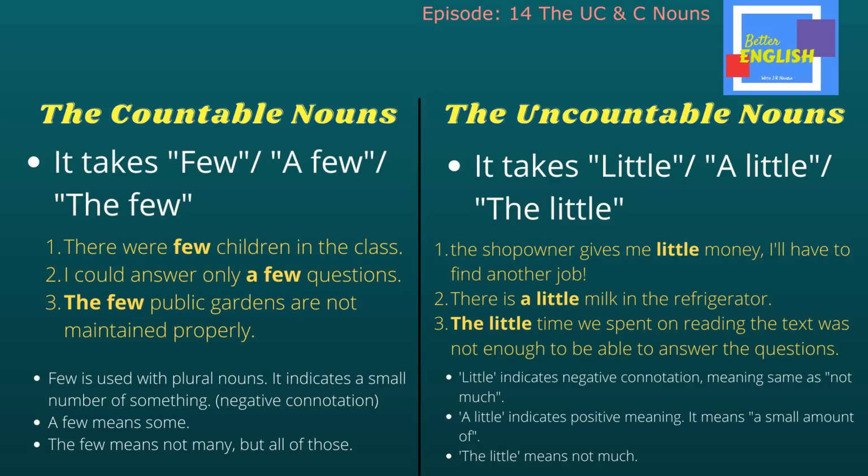Let's read the example once again. There is a little milk in the refrigerator. That means there is a small amount of milk in the refrigerator. That means you are very much positive about it. A certain quantity or amount of milk is left over. Next, the little means not much. You're very much certain about the quantity here.